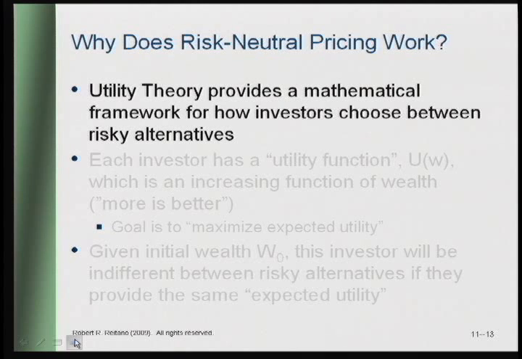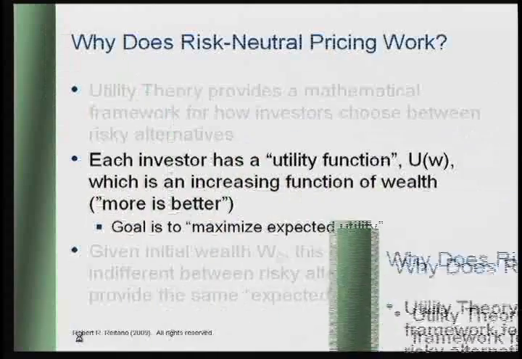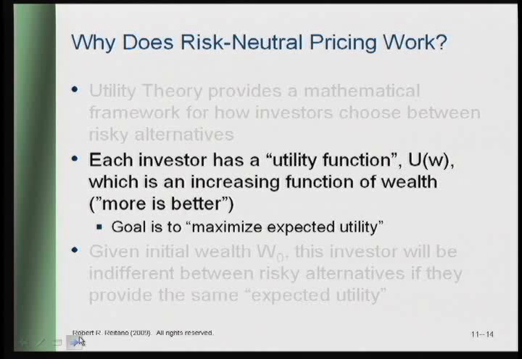So first of all, utility theory provides a mathematical framework for how investors choose between risky alternatives. And risky alternatives can be in the nature of insurance contracts, to buy insurance or not, to invest in asset A versus asset B, to invest in risky asset A instead of a T-bill. There are many, many decisions investors make related to risk. Utility theory provides a mathematical framework for understanding those decisions.